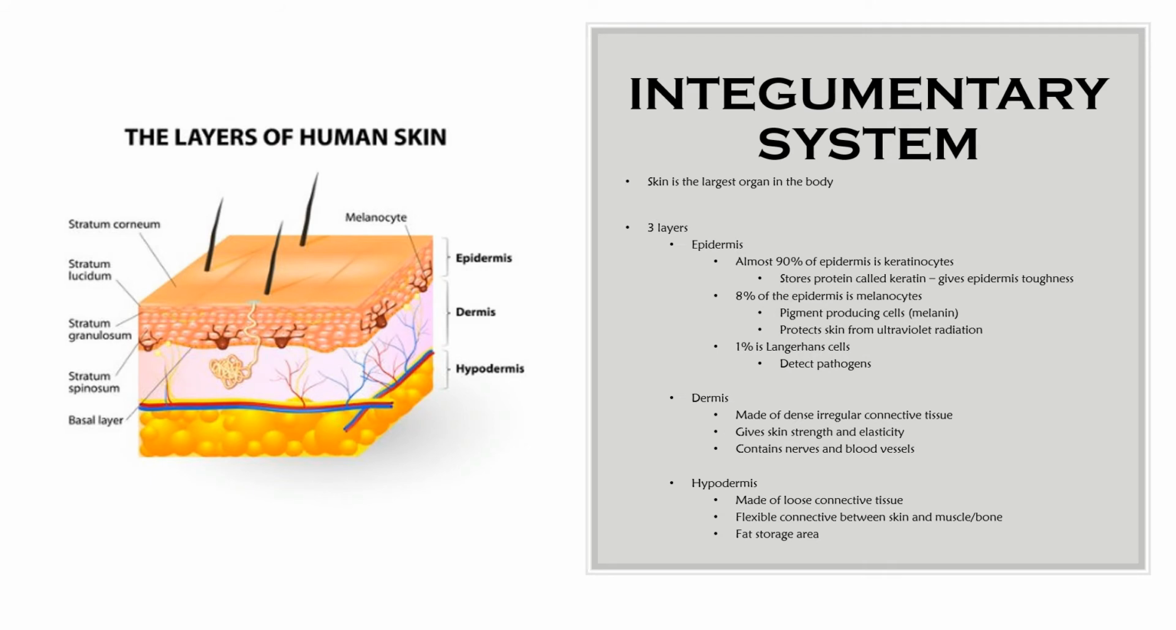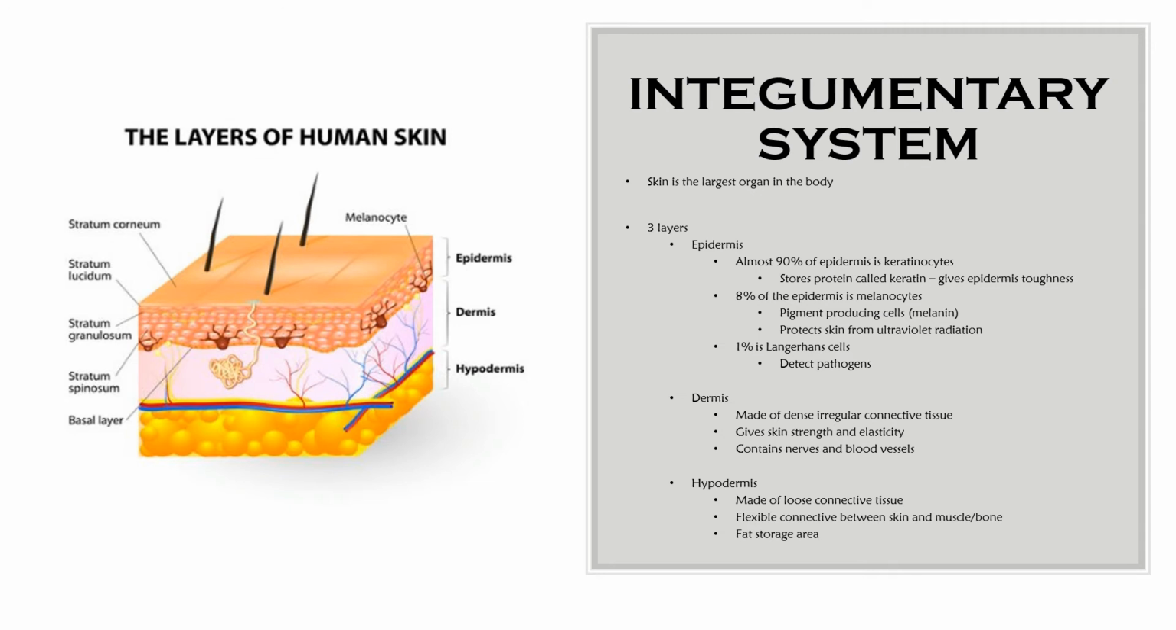There are in essence 3 layers. There is the epidermis that is 90% composed of keratinocytes. These keratinocytes store a protein called keratin that gives the epidermis a toughness. 8% of the epidermis is made of melanocytes, which are the pigment-producing cells, producing melanin, and melanin protects the skin from ultraviolet radiation. 1% of the epidermis is Langerhans cells, and these cells serve to detect pathogens.